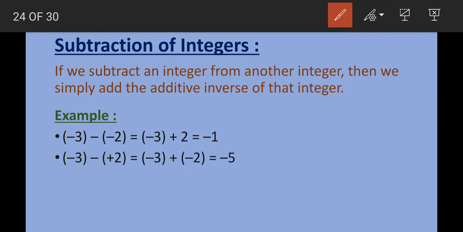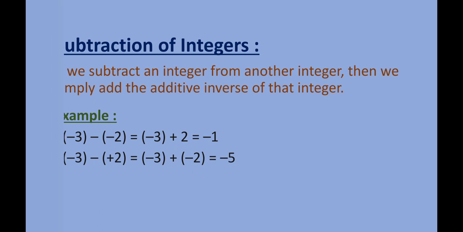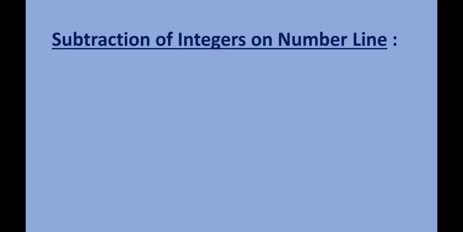Clear? So you have to remember the sign rules of addition, as we already discussed in our previous video. So check that one. And you have to convert the second number to its additive inverse by converting the minus sign to plus sign. That's all. Now move to subtraction of integers on the number line.